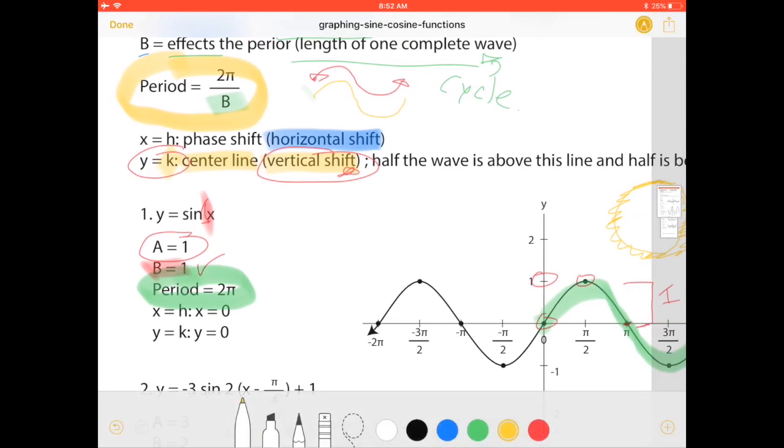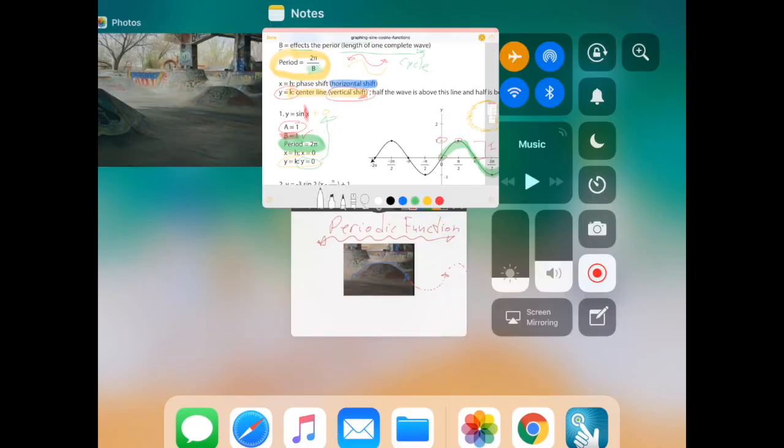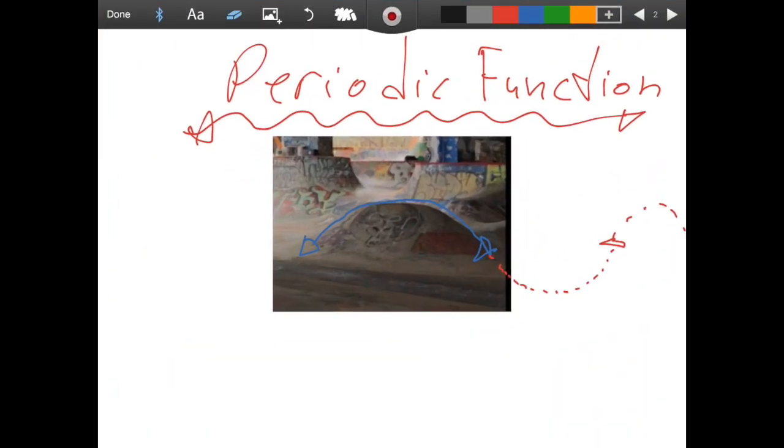We see that there's no horizontal shift because there's nothing inside x, or inside like the parentheses with x. And there's no vertical shift, really, because there's no term added out here. So it makes sense that our vertical shift is where y equals 0, because we're not adding anything else. Cool. So let's take a look at some examples for this.